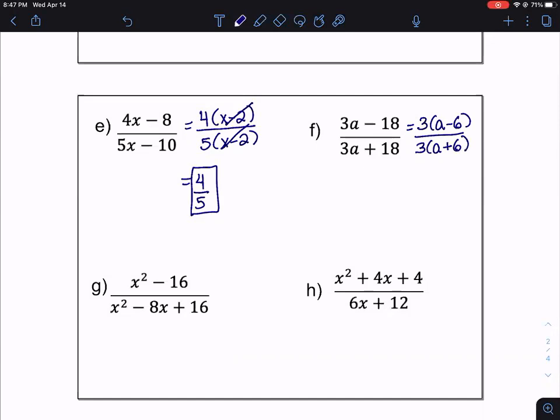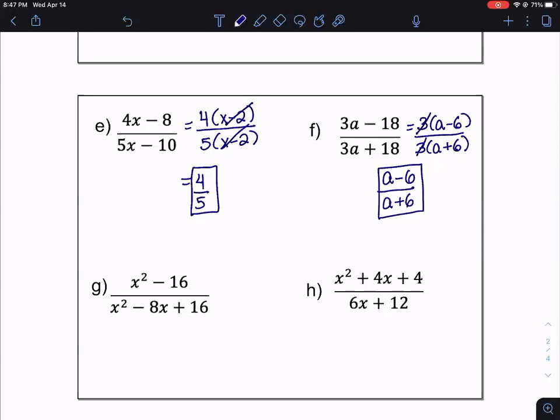Now, the a minus 6 and the a plus 6 do look very similar, but they're not. So because they are not the same, they're going to stay as is. The 3's, however, are the same, so we can reduce or cancel those, and we're left with a minus 6 over a plus 6. And it takes some getting used to, but it is not anything you guys can't handle.